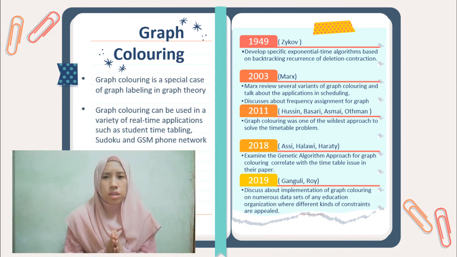In 2003, Marx reviewed several variants of graph coloring and talked about the application in scheduling. It also discussed frequency assignment for graph coloring. In 2011, Hussein Basri Asmai Osman talked about graph coloring as one of the widest approaches to solve the timetable problem. In 2018, Asi, Halabi and Harari examined the genetic algorithm approach for graph coloring correlated with the timetable issue in their paper. In 2019, Kanguli and Roy discussed the implementation of graph coloring on numerous datasets of any education organization, where different kinds of constraints appeared in their paper.